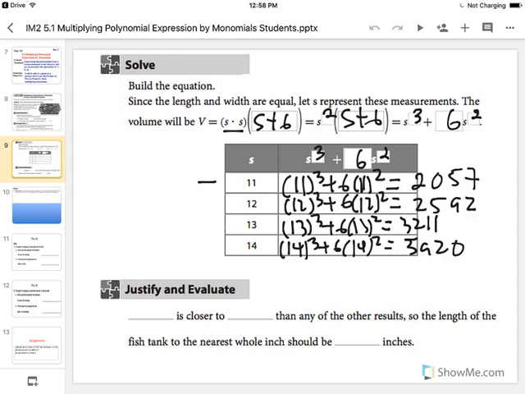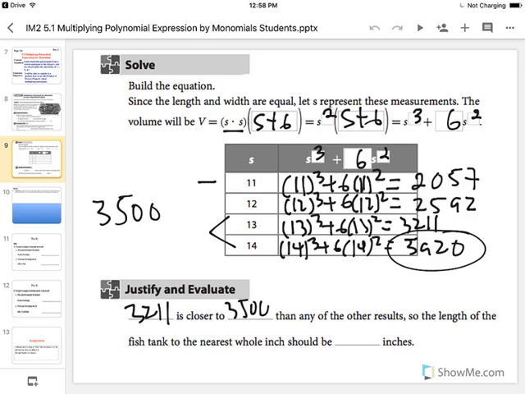Okay, so when we look at this, it gives us the greatest volume. But remember that we're not looking for the greatest. We're looking for the one that is closer to 3,500. So it's between these two. We see that 3,212 is closer to 3,500 than any of the other results. So the length of the fish tank to the nearest whole inch should be 13 inches.